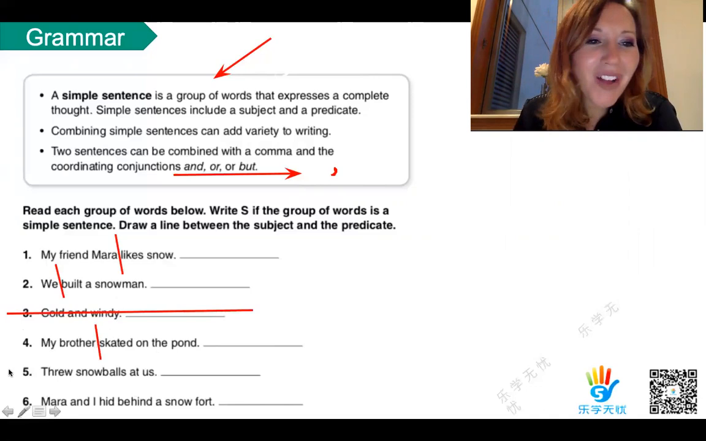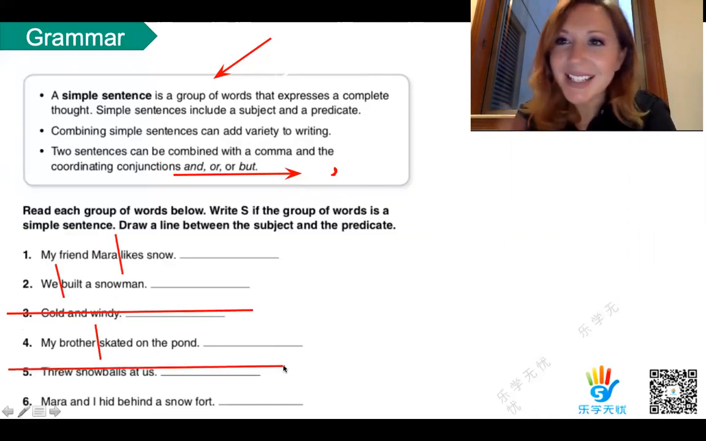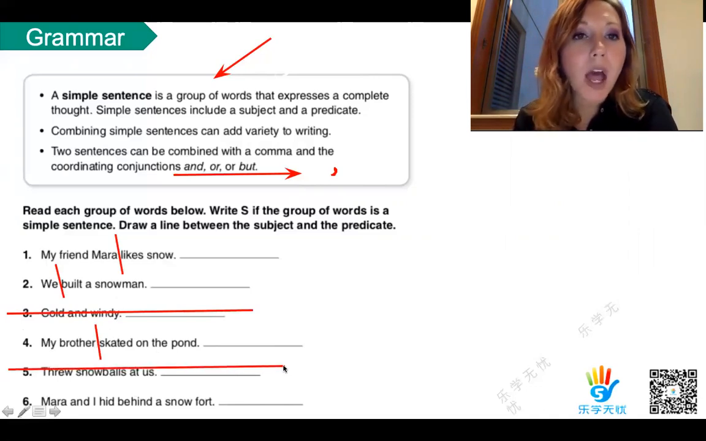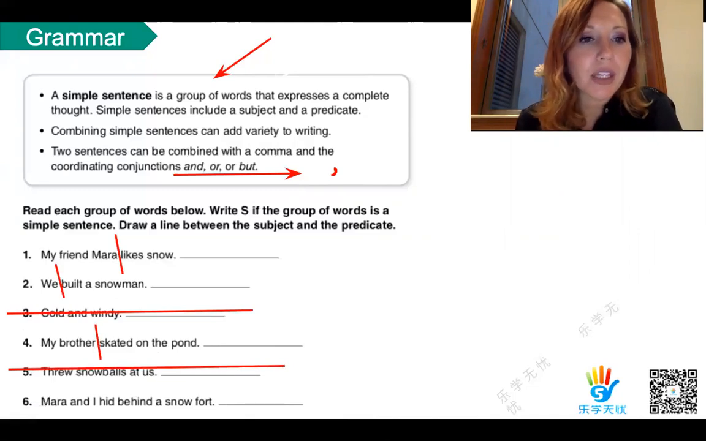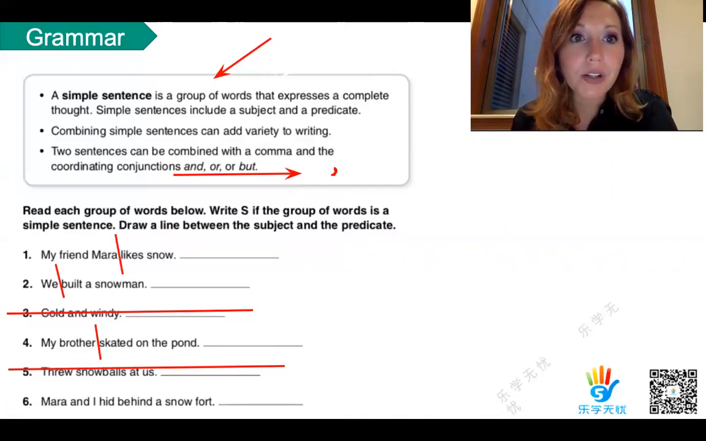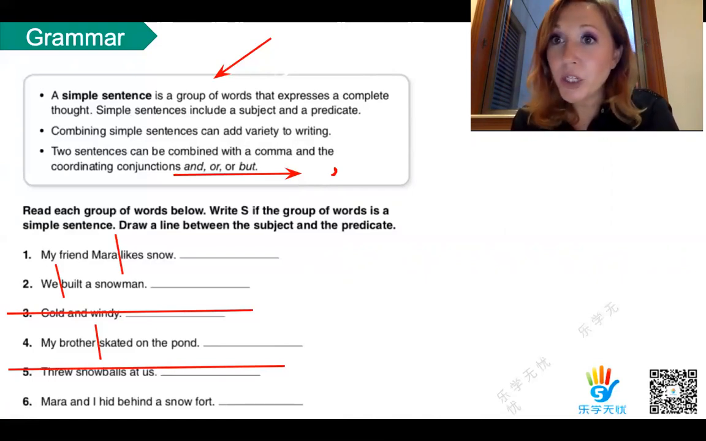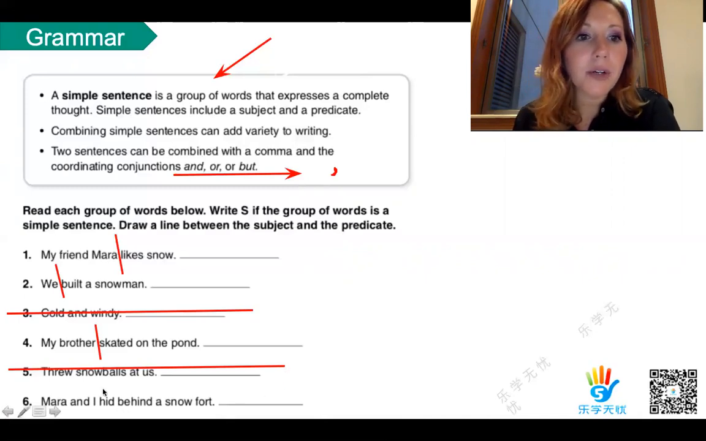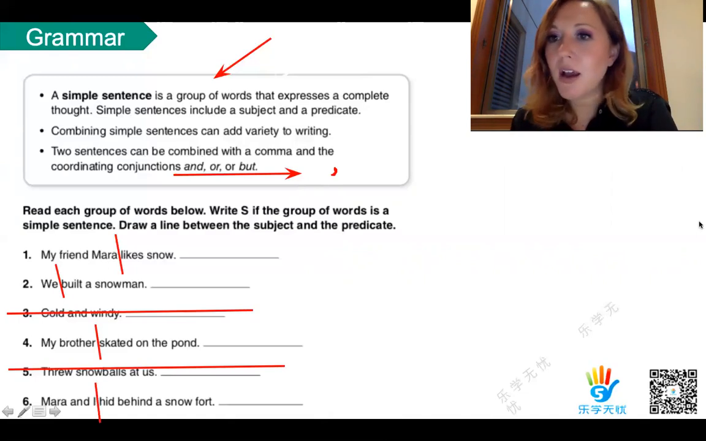This one is also not a sentence. There is no subject. Number 6, Mara and I hid behind a snow fort. All right, so where should I draw my line? Very good, between Mara and I.